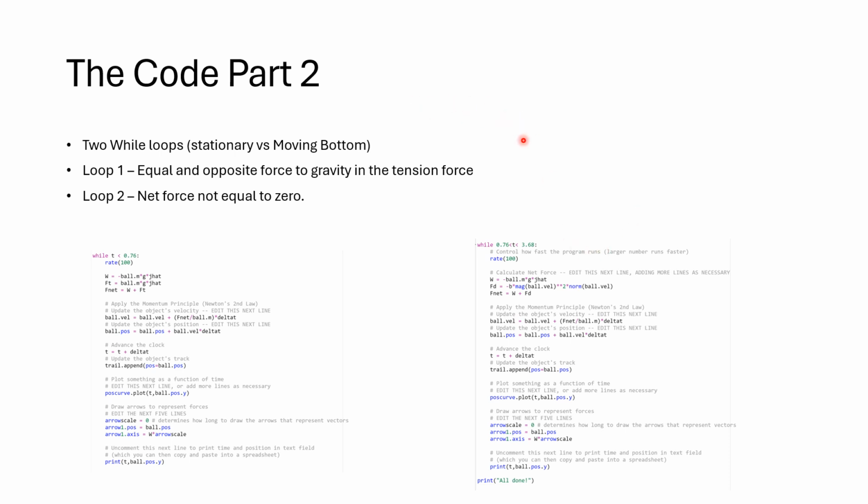So loop 1, we have the equal and opposite force to gravity and the tension force inside the slinky. You can see that here. And then loop 2, we have a net force that is not equal to 0, and we're going to see some motion.